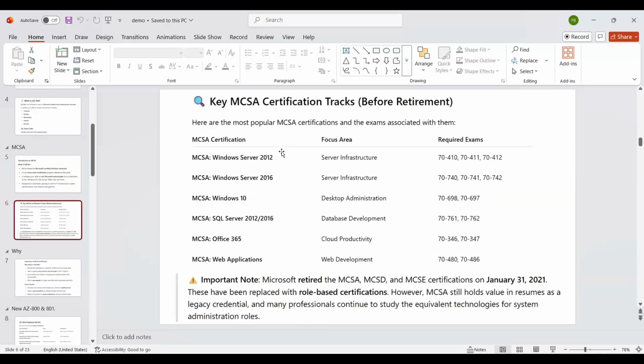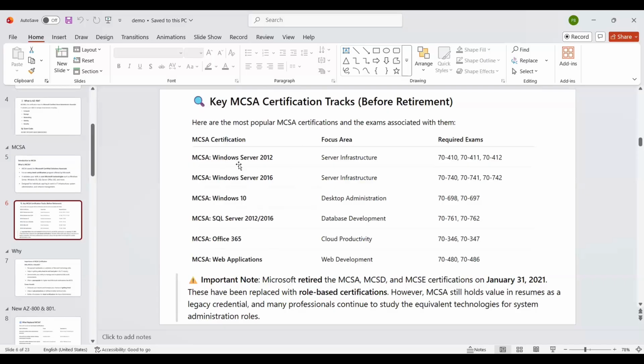Nowadays the certification is closed. Yeah, it is retired. These are certifications that retired in 2021. So basically before retiring, it had these core domains. And from these, the Windows Server ones are the most popular for the MCSA, right? So we had different types of certifications before the retiring.